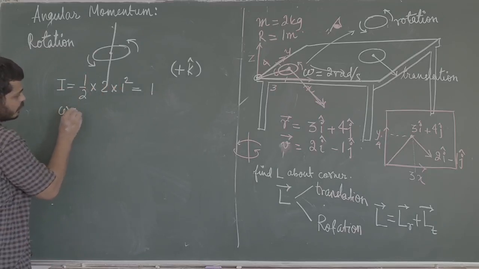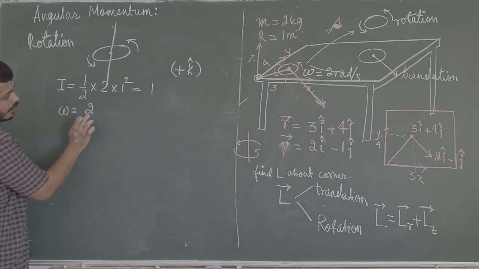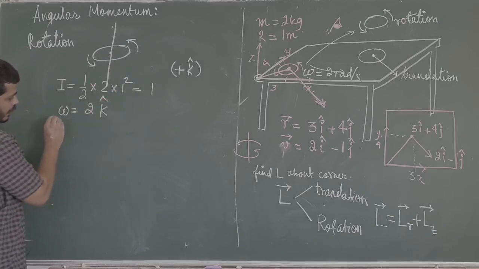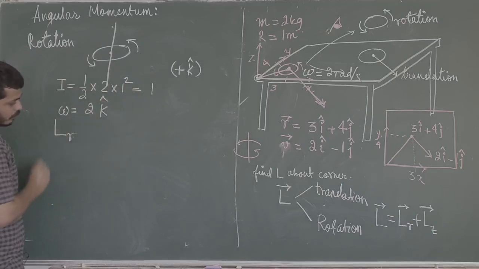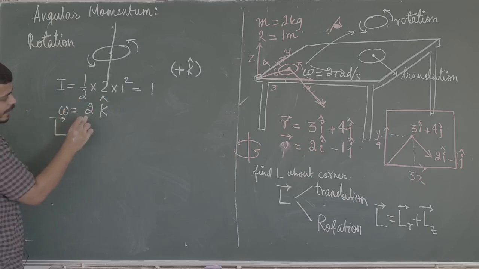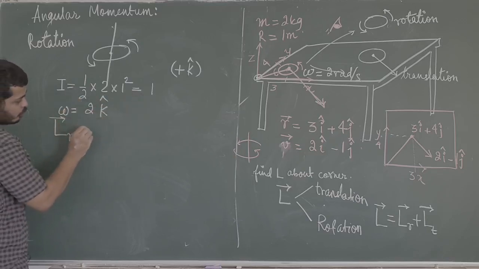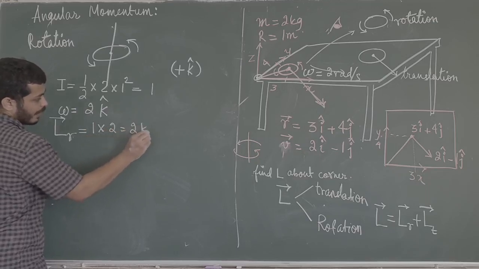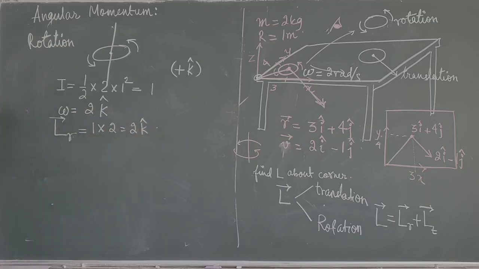So omega is 2. Here you require the direction. So what is the direction? The direction is k cap. So the angular momentum only because of rotation is equal to I times omega. I is 1, omega is 2. So it is equal to 1 times 2, which is just 2 k cap. So what is the angular momentum because of rotation? 2 k cap. Okay. Now we will calculate because of translation.